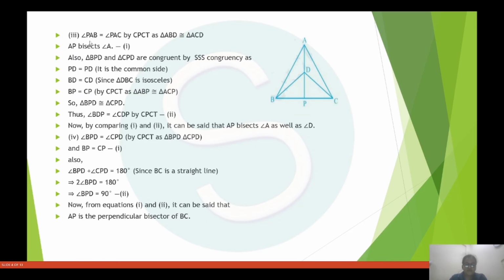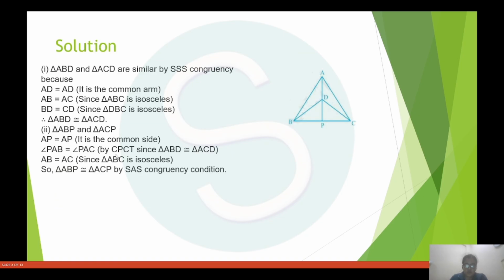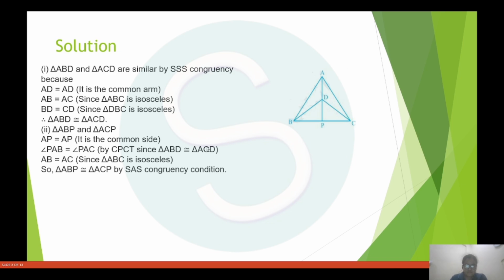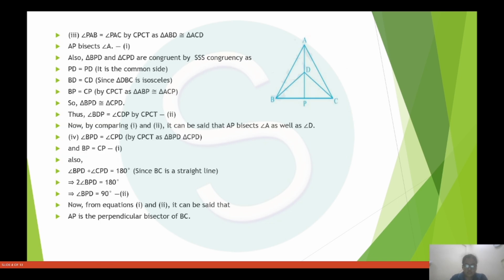थर्ड पार्ट हमें ये प्रूव करना है कि AP बाइसेक्ट A as well as D. So which means AP अगर A को और D दोनों को बाइसेक्ट करता है, इसका मतलब that AP divides the angle A into two equal parts and D into two equal parts. So हम कैसे प्रूव करेंगे? फर्स्टली हमने ये प्रूव किया है कि ट्रायंगल ABD जो है वो congruent है ACD, so PAB और PAC equal है by CPCT. So this implies AP bisect angle A.